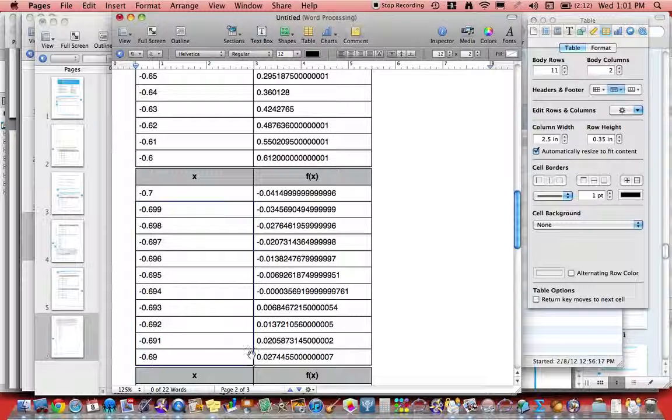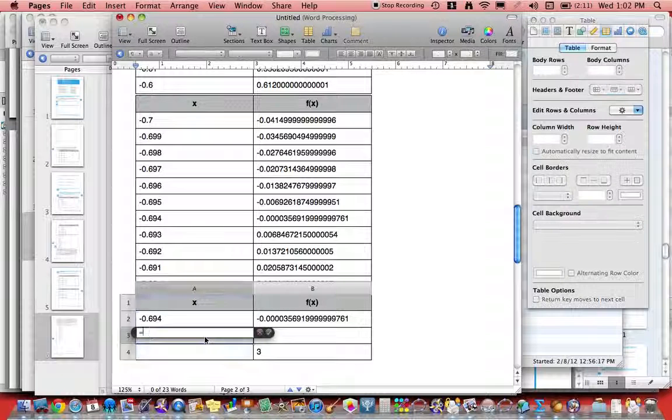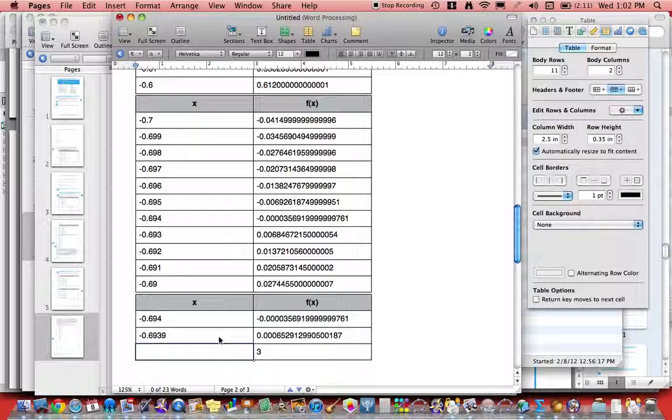And where is it? Oh, it's really close. It's down in here, between negative 0.693 and negative 0.694. So we could keep narrowing this. You could keep going and going and going. The idea is, let's get one more decimal, so start at negative 0.694 and A2 equals A2 plus 0.0001. Okay, whoa, it's right there.